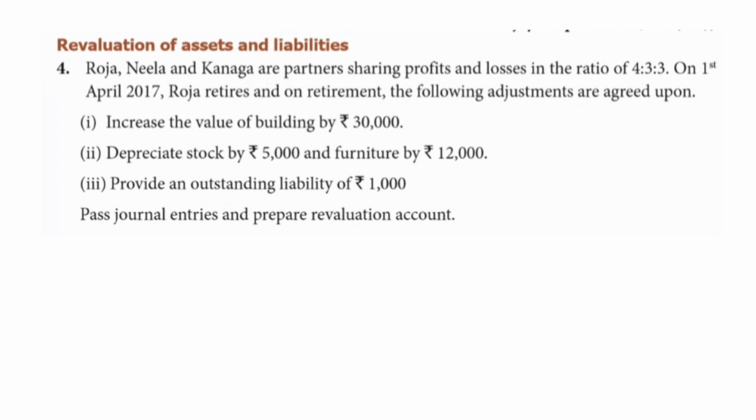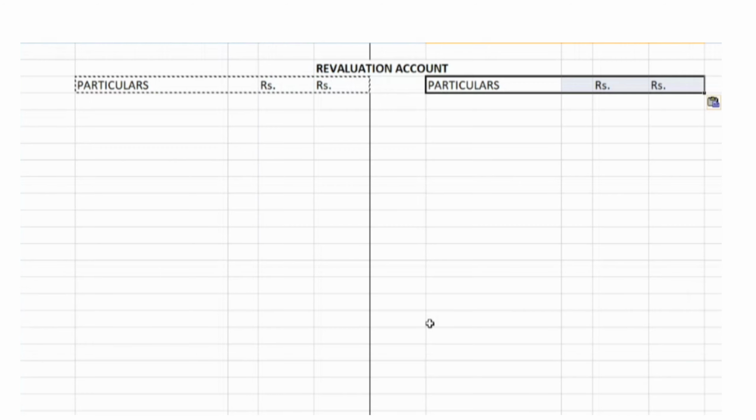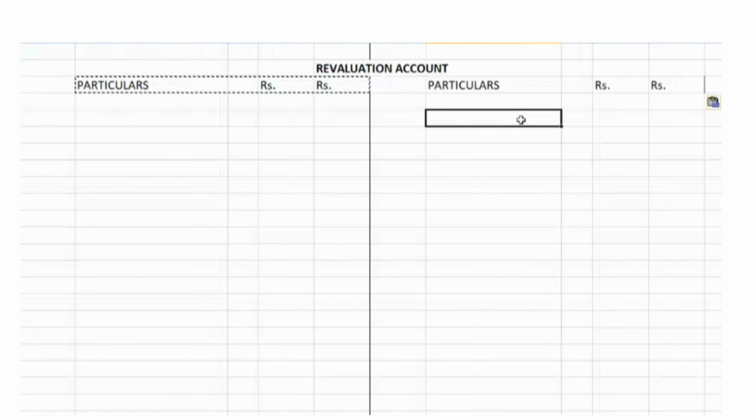First thing, go and see what you have to do in the sum. You have to pass journal entries and prepare the revaluation account. So you can either start the journal entry first and then give the revaluation account, or you can do the revaluation account and then give the journal entry. Okay, so first we are going to start with the revaluation account. The format of the revaluation account is ready, so let's see what the first adjustment is.